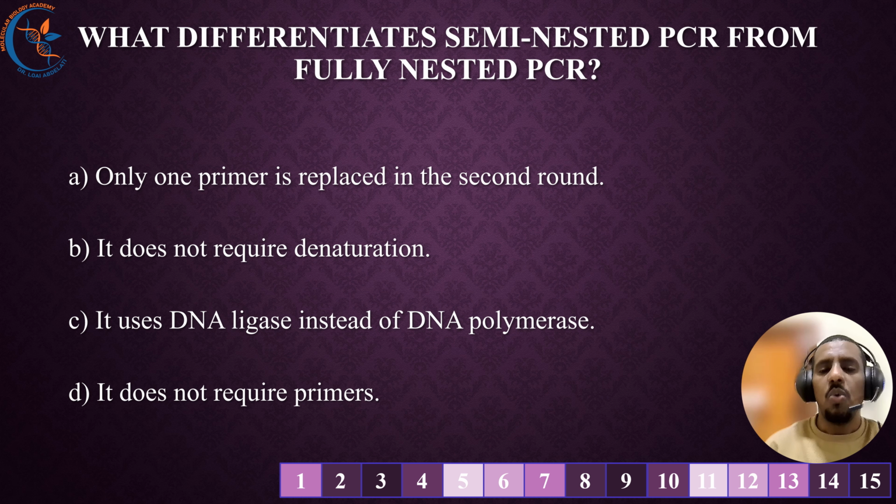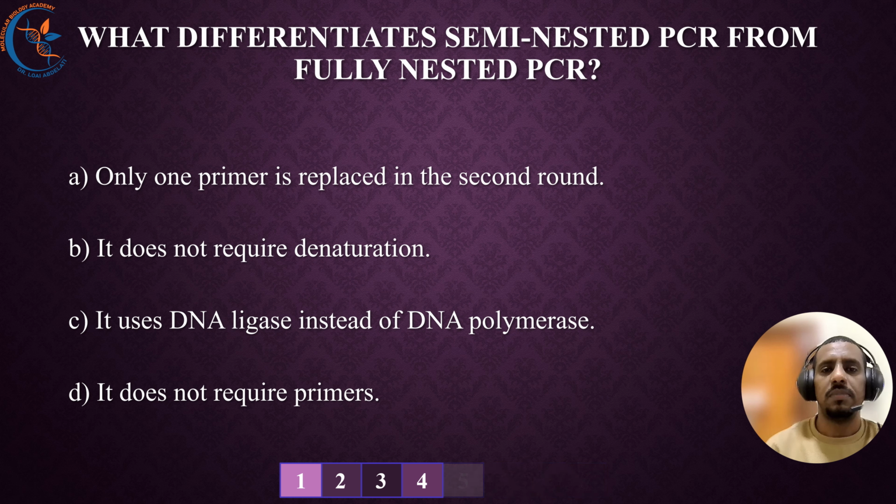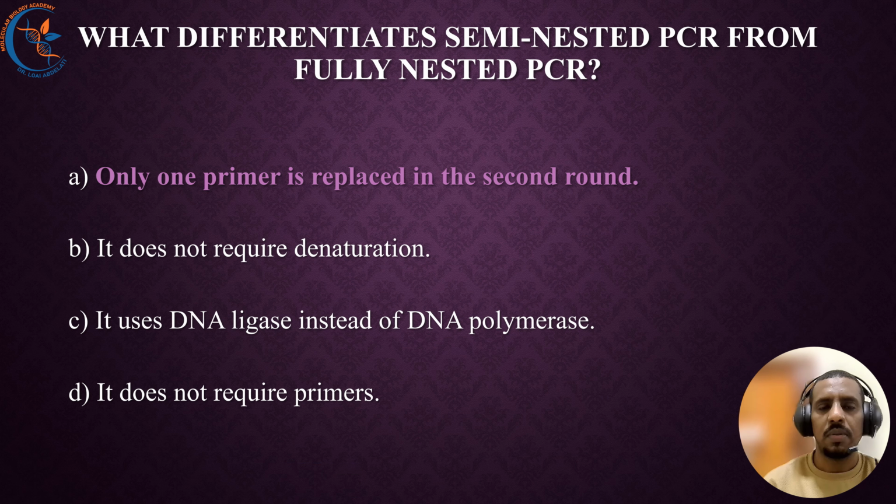Okay, the question here: what differentiates semi-nested PCR from fully nested PCR? The correct answer is only one primer is replaced in the second round. As I said, in semi-nested PCR, one of the original primers is retained while a second inner primer is introduced in the second amplification round to improve specificity. All right, let's move on.